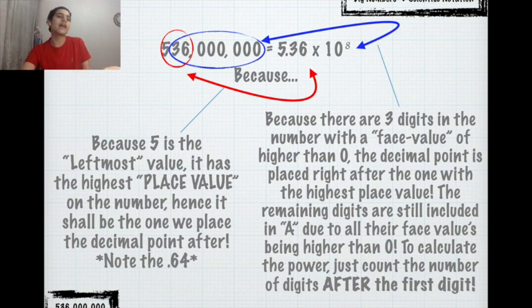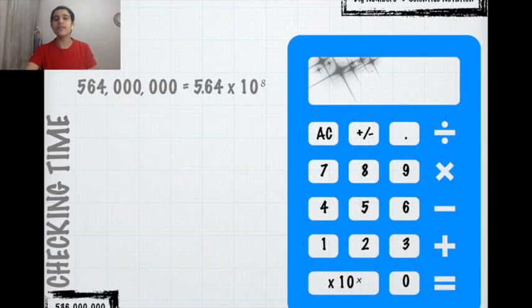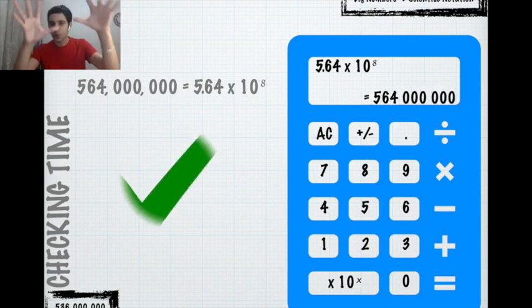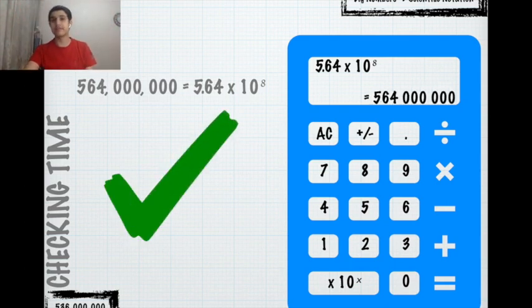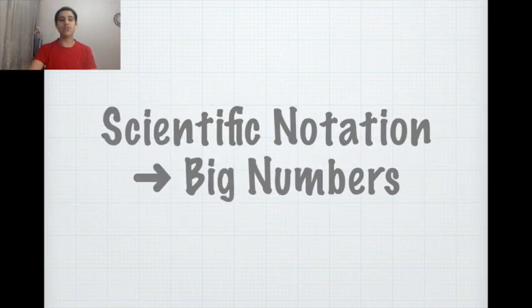And it's also a little hack. So just ignore 5, start counting from 3. 1, 2, 3, 4, 5, 6, 7, 8. That's 8. And notice the power is also 8. Remember, don't do that if you're just starting to learn this. After you've understood the concept, I think you should be able to do this, but you shouldn't do it without understanding the concept. So here's my calculator and boom, it's accurate. Yeah, I did a lot of research on this, by the way, on scientific notation for big numbers.